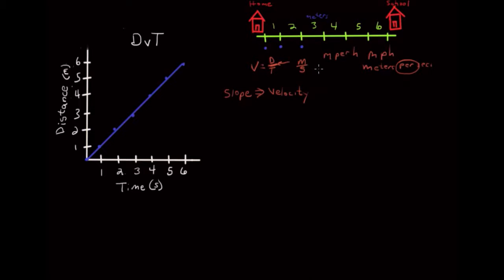And IB has a very unique way of writing this, which is actually mathematically a much superior way of writing it. Meters, seconds to the -1. That is exactly the same thing as meters per second. We just put a -1 up here.